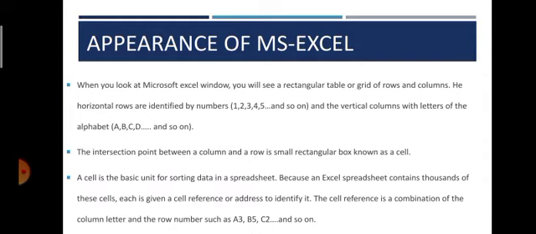The intersection point between a column and a row is a small rectangular box which is known as a cell. So a small rectangular unit of MS Excel is known as a cell. That means one small rectangular box is known as a cell. A cell is the basic unit for storing data in a spreadsheet.